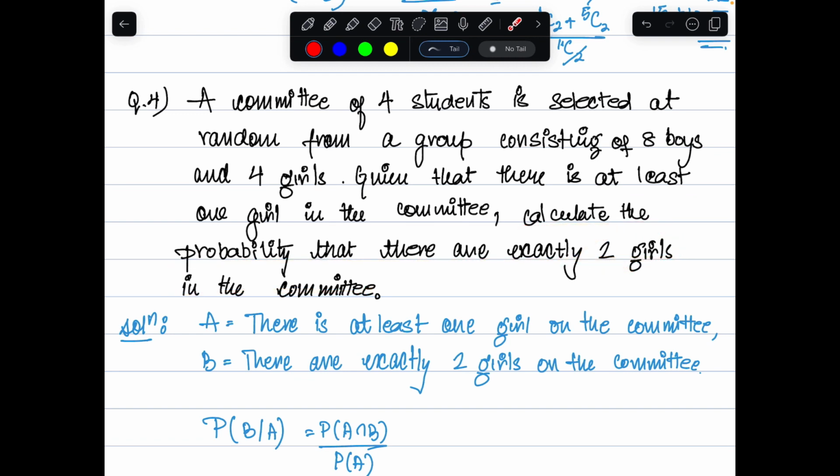So what is given? It is given that there should be at least one girl in the committee. Now the probability that we are supposed to calculate is that exactly 2 girls are there in the committee. Exactly, not more, not less, 2. So we have a total of 4 girls, and exactly 2 should be there.